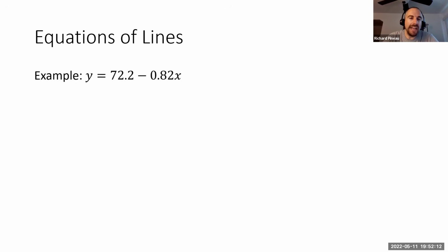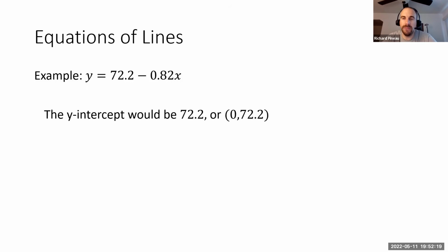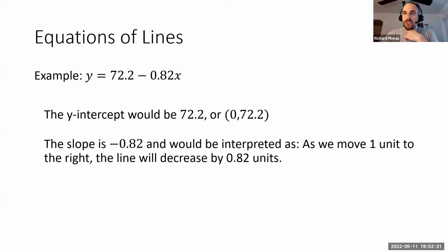So here's an example. y is equal to 72.2 minus 0.82x. So the y-intercept here is 72.2. How do I know that? Well, it's not attached to the x, not attached to the variable. So the literal y-intercept is (0, 72.2). The slope here is negative 0.82. So you notice we need to make sure we capture the sign. And here's how we interpret it. It says as we move 1 unit to the right, the line will decrease by 0.82 units. So this means that the line is actually coming down as we move left to right.